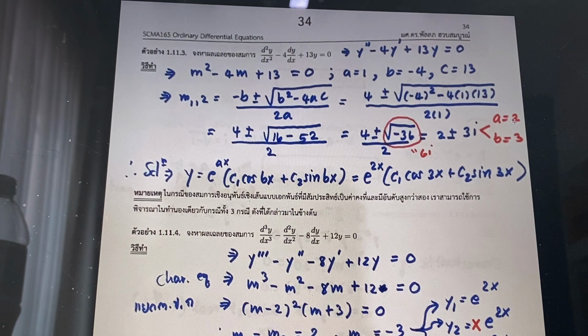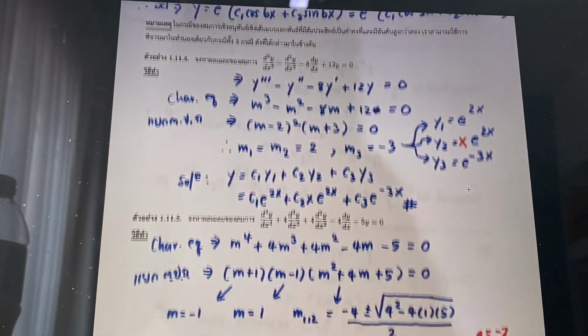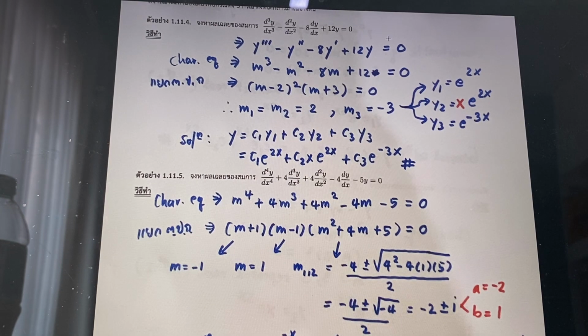So now a equal to 2 and b equal to 3. It's just like your real part alpha and beta here. So you have the solution y equal to e to the ax, or alpha x. Okay, you plug 2 in here, times c1 cosine of the imaginary part bx plus c2 sine bx. So now you have a equal to 2 and b equal to 3. Here we go. You plug in here.